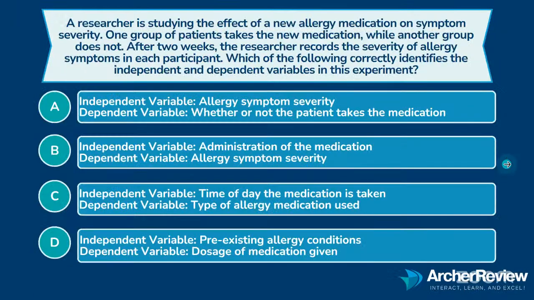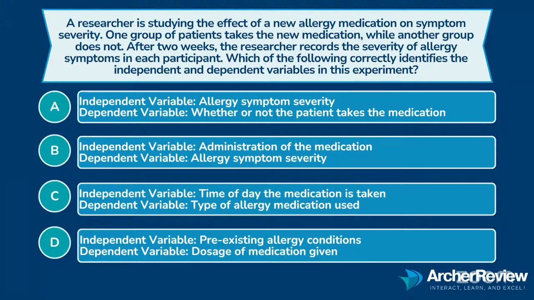All right. A researcher is studying the effect of a new allergy medication on symptom severity. One group of patients takes the new medication, while another group does not. After 2 weeks, the researcher records the severity of allergy symptoms in each participant. Which of the following correctly identifies the independent and dependent variables in this experiment?